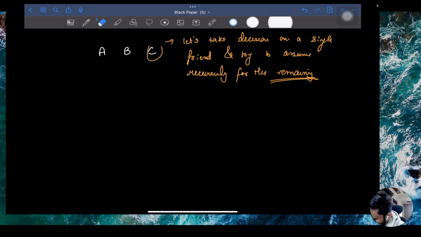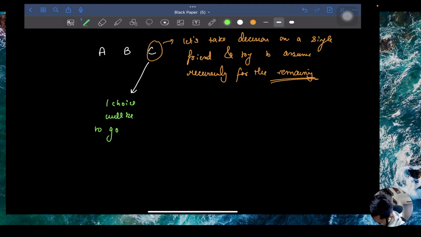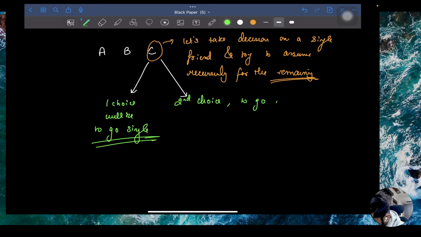If I talk with respect to this C, one choice that C has is to go single. This will be one possible choice, right? That you just go single. Another choice for C, the second choice, can be to go in a pair.